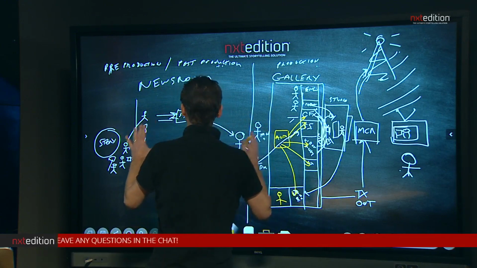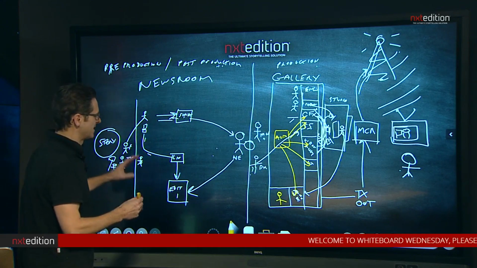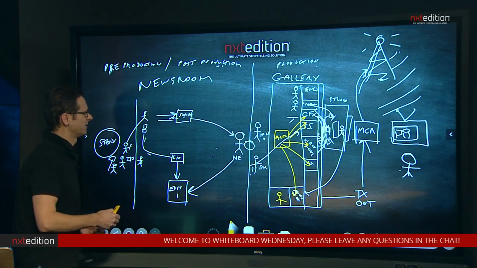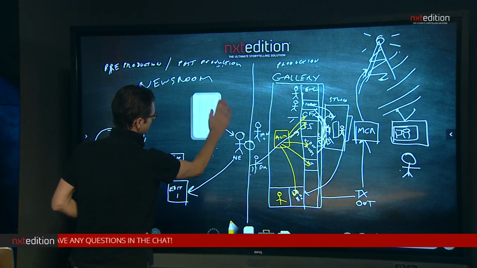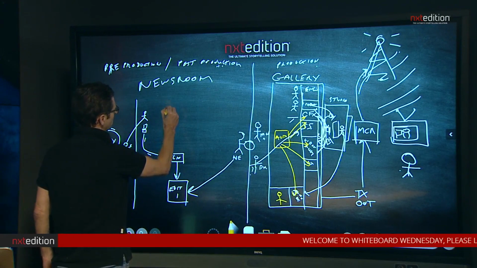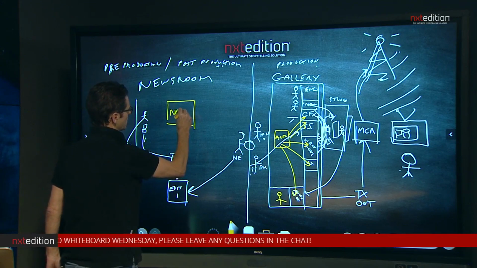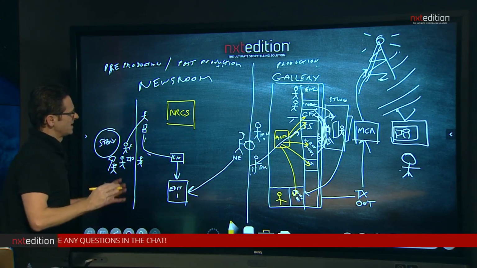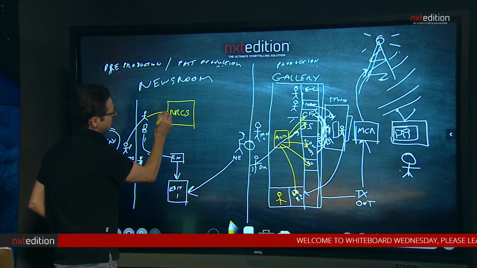What about the newsroom? Well, the newsroom, of course, it's very inefficient to have people running scripts and pieces of paper around, and that also was very inefficient. So what happened here was that a system came along which is called a newsroom control system. And the newsroom control system allowed the journalists to write their scripts directly into it.